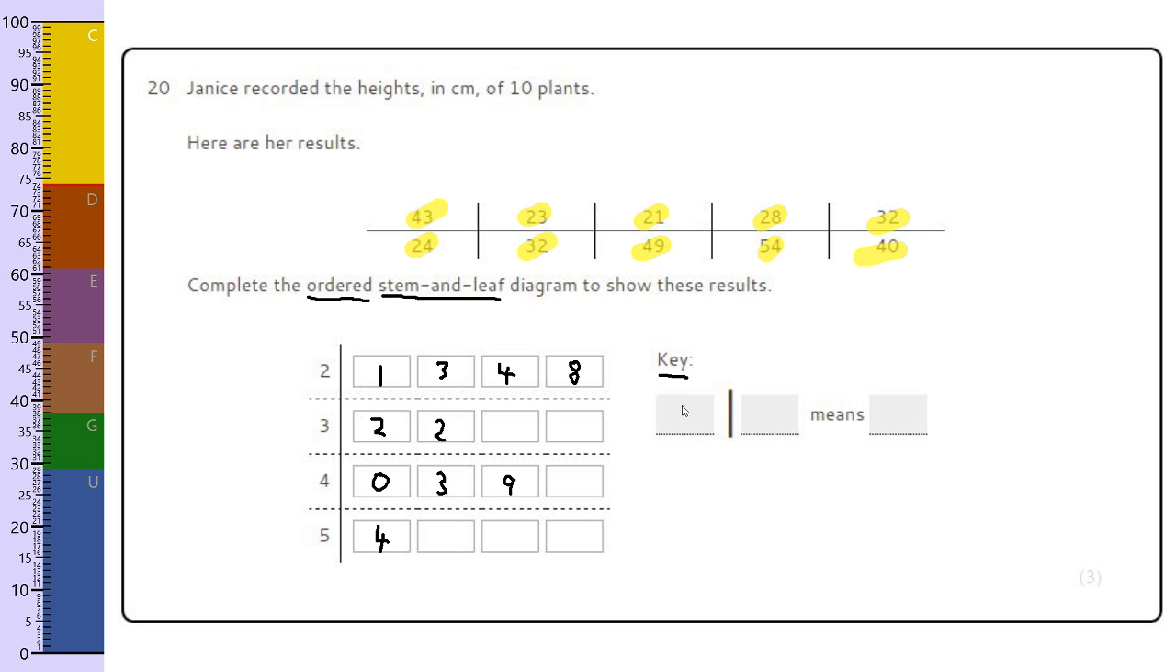For the key, it doesn't actually matter what number you pick. So I always pick the first one. So 2 line 1 means 21. Sometimes they don't even tell you to do the key, but you've got to do it anyway.